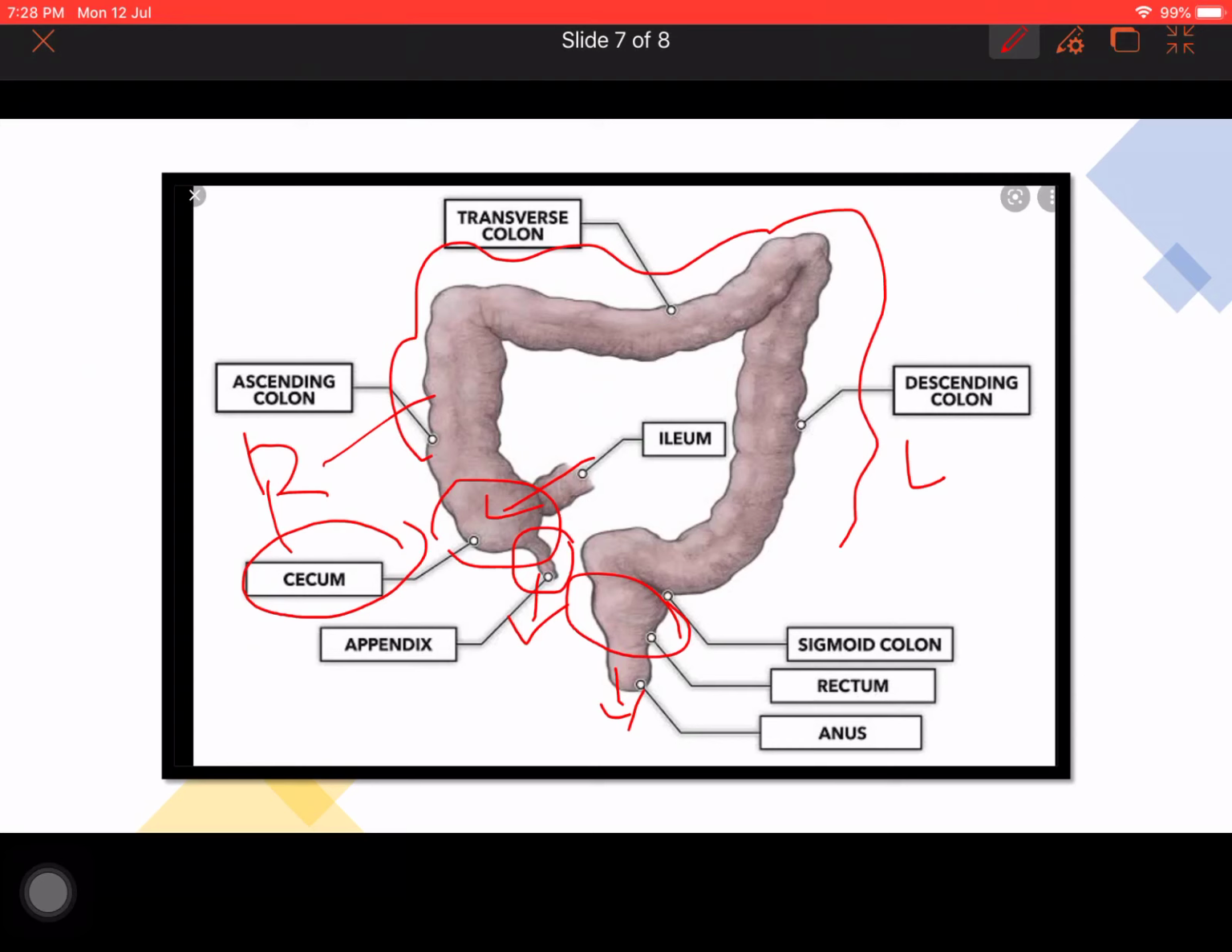So this is the main function of the large intestine. It has three parts: the cecum, the colon, and the rectum. Now the colon is again divided into three parts: the ascending colon, the transverse colon, and the descending colon. And next the stool comes out through the anus. And what is the main function of the colon? It absorbs the water and the electrolytes. Now next we will sum up the functions of the large intestine.